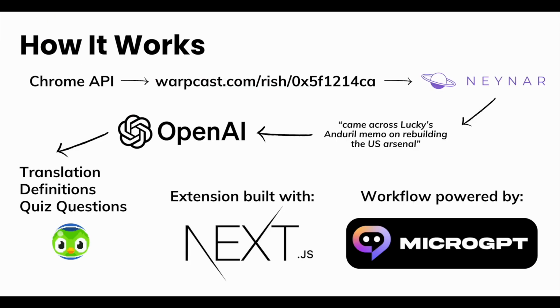In terms of how all of this works, first when a user clicks on the extension, the Chrome API fetches the current tab's URL. In our case, it was this. We pass this URL into the Nanar API, and the Nanar API returns the cast's text from this URL. In our case, it was this piece of text. We pass this text into the OpenAI API with a little bit of context, and the OpenAI API returns the translation of the text, the definitions, and the quiz questions, all in JSON format, so we can more easily display it in each of the different pages in our Chrome extension.